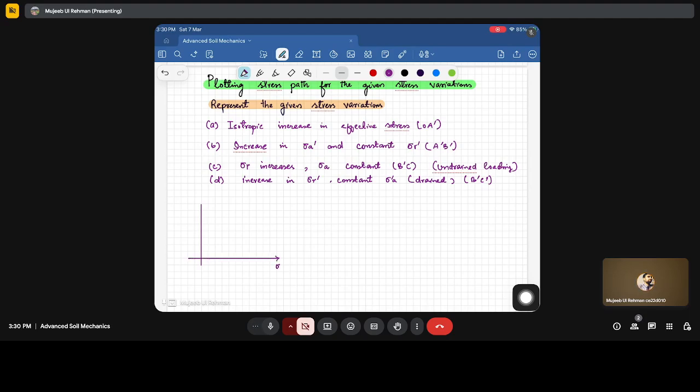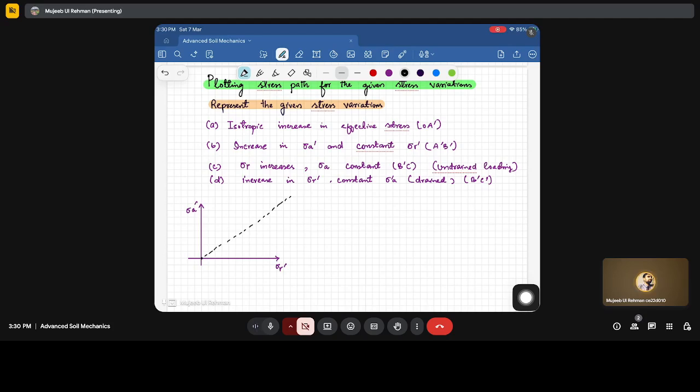This is sigma r dash and this is sigma a dash. Fine, quickly we can do it on sigma a and sigma r. If we talk about the p and q, or r, t and s, then we have to do some formulations. So for example, the initial state is here, this is an isotropic line.